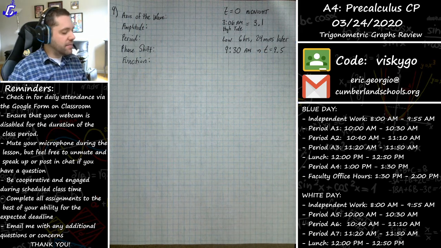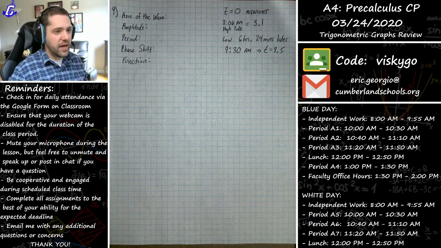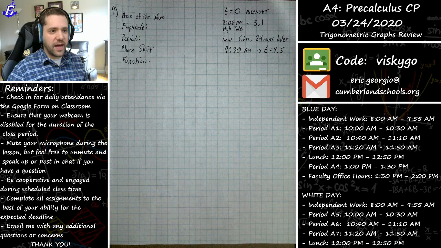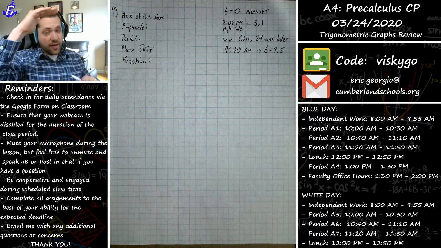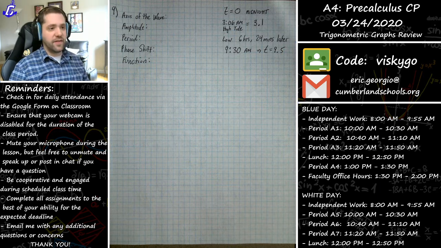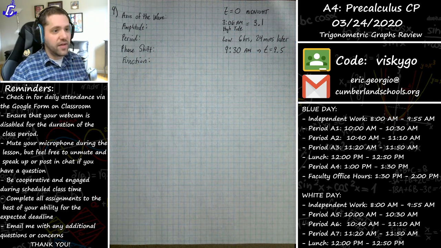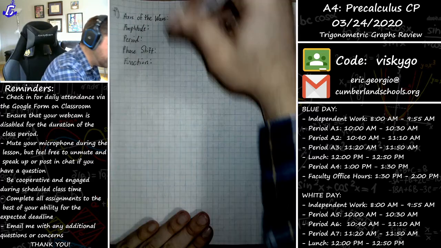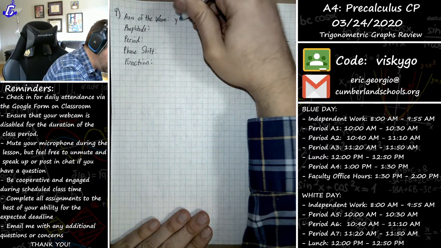Now, let's actually try to find our information. I see that the high tide is at 2.5 feet and the low tide is at 0.5 feet. So that's your max and min. I think it makes a lot of sense to try to find the axis of the wave, because the axis of the wave is right between that max and min. What's the value that's exactly halfway between 2.5 and 0.5? Well, that's 1.5. So your axis of the wave is going to be y equals 1.5.